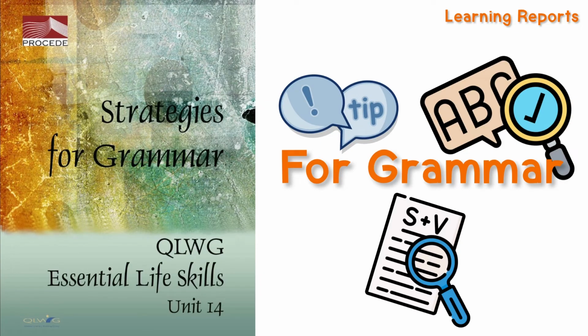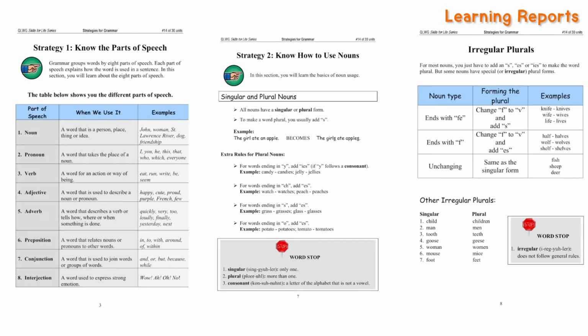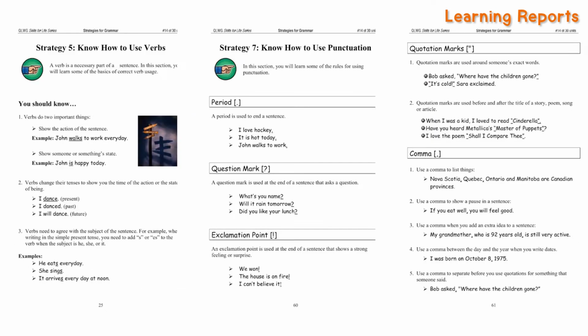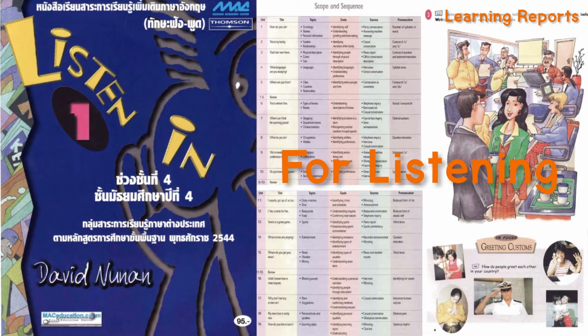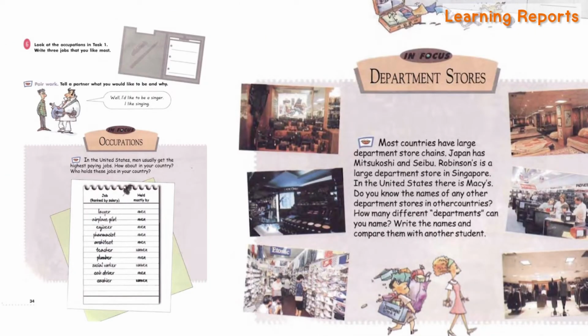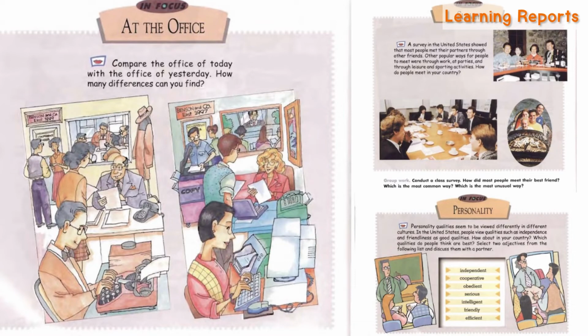From the Strategies for Grammar book, I learned about the parts of speech, irregular and plural, count and non-count nouns, how to use capitalization, verbs, and tenses, and lastly, I learned how to use punctuation. From this book, there are exercises in listening to conversations in various situations. Importantly, I learned about the sentences that are often used in speaking, and I practiced listening to the accent in the audio.